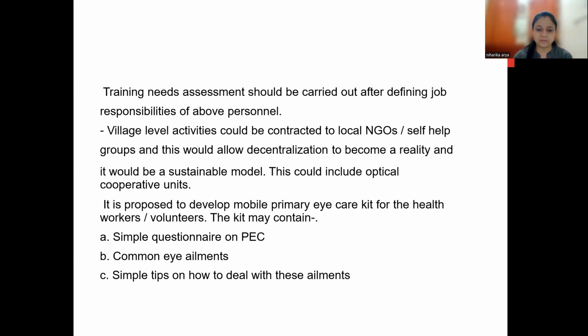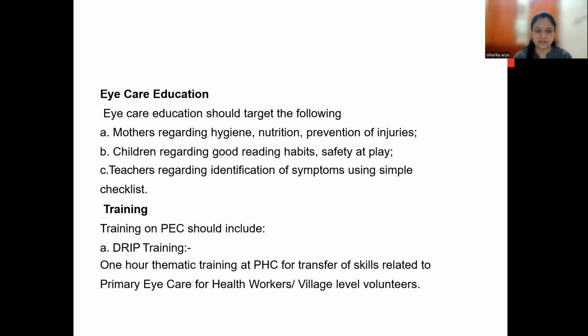It is proposed to develop a mobile primary care kit for the health workers or volunteers. The kit may contain simple questionnaires on PEC, common eye ailments, and simple tips on how to deal with the ailments. Eye care education should target the following: mothers regarding hygiene, nutrition and prevention of injuries, children regarding good reading habits and safety at play, teachers regarding the identification of symptoms using simple checklists.